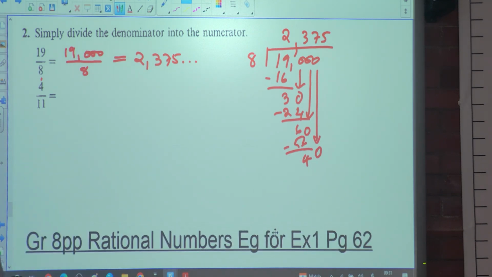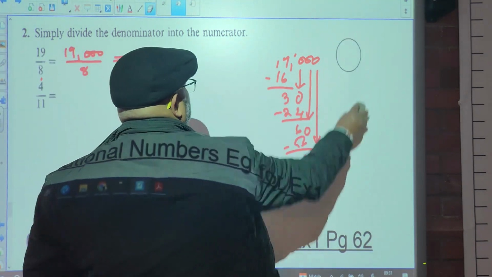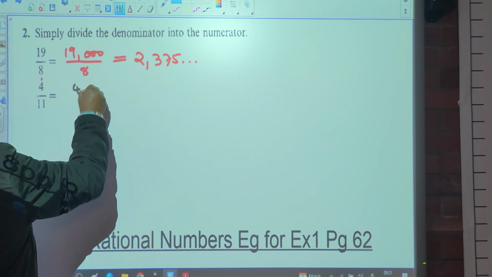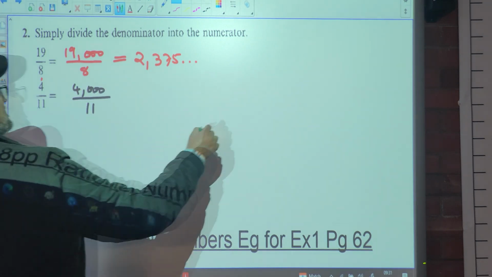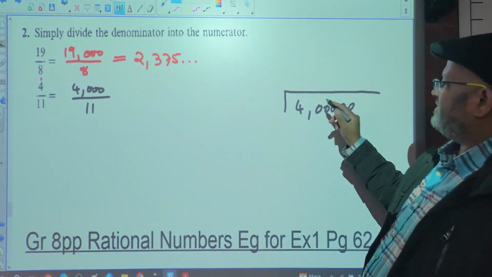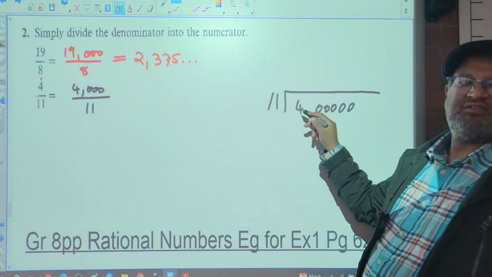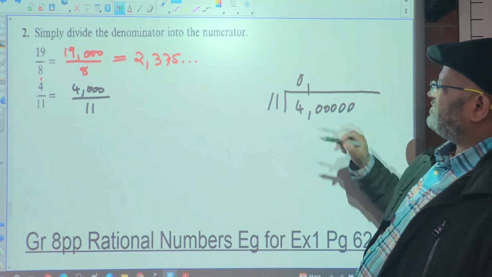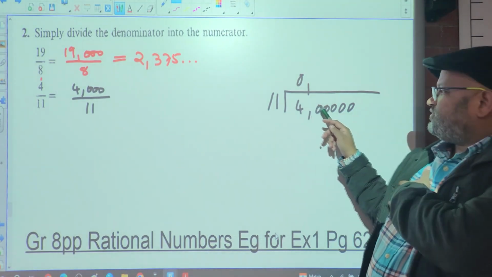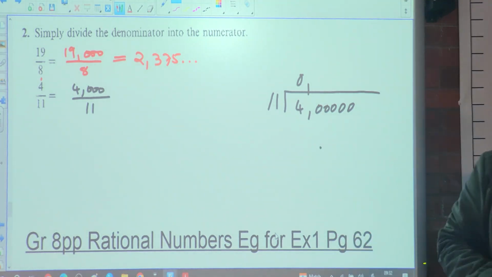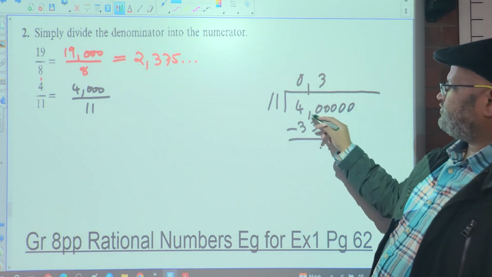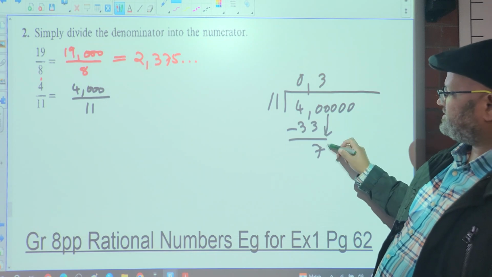People, the next one, 4 over 11. Same story. I just add a couple of zeros there, so it's 4,000 over 11. So I now say 4 divided by 11. 11 can't go into 4, so it's 0, comma. This number is now 40. 11 goes into 40 how many times? 3 times. 3 times 11 is 33. 40 minus 33 is 7. Carry down there, 0.